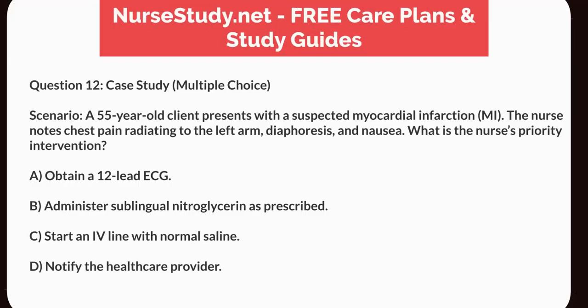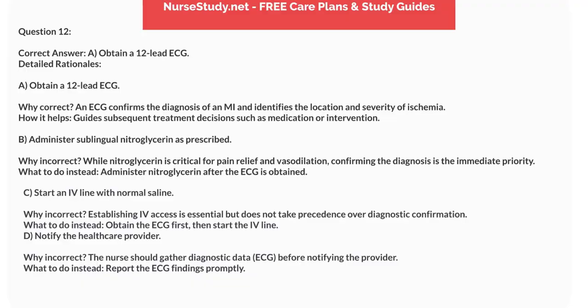Question 12, case study, multiple choice. Scenario: a 55-year-old client presents with a suspected myocardial infarction, MI. The nurse notes chest pain radiating to the left arm, diaphoresis, and nausea. What is the nurse's priority intervention? A. Obtain a 12-lead ECG. B. Administer sublingual nitroglycerin as prescribed. C. Start an IV line with normal saline. D. Notify the healthcare provider. Correct answer: A. Obtain a 12-lead ECG.